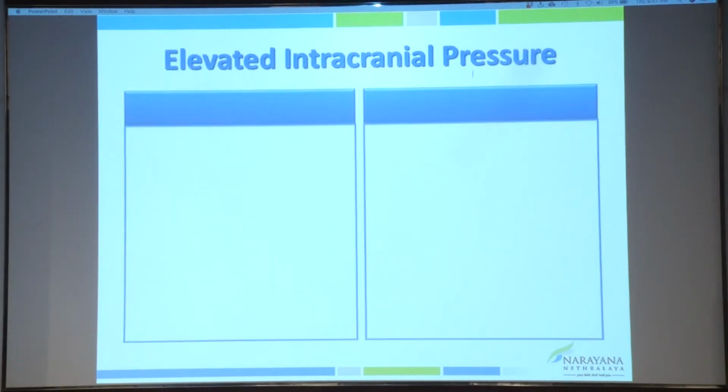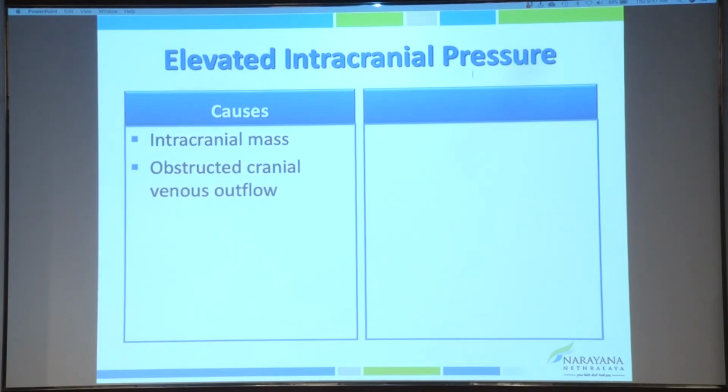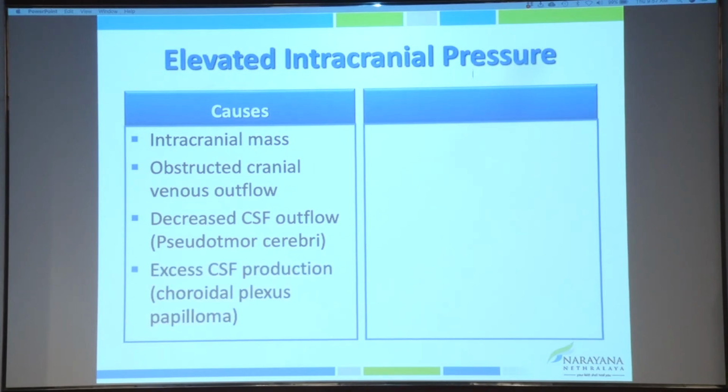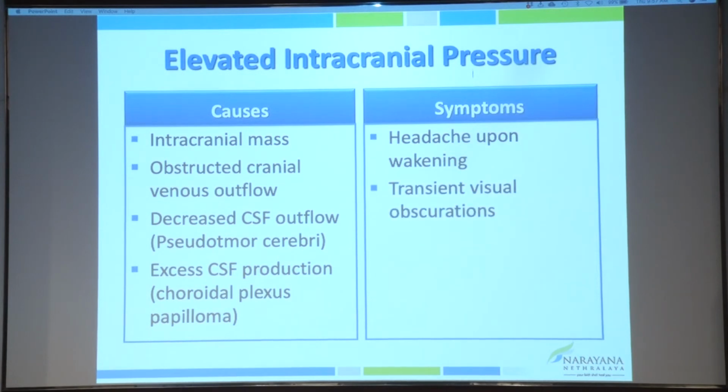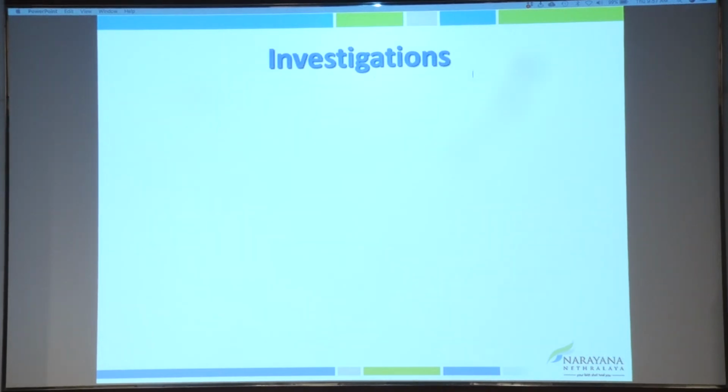So we have to look for causes of elevated intracranial pressure, which could be intracranial mass, obstructed cranial venous flow, decreased CSF outflow, that is pseudotumor cerebri syndromes, and excessive CSF production. Symptoms are headache, transient visual obscuration, very, very important, you can ask, but sometimes difficult to elicit in children, nausea, vomiting, diplopia.